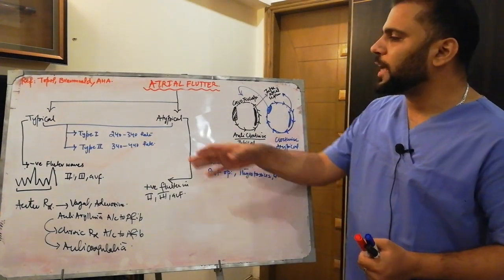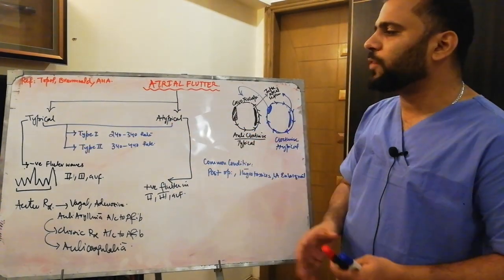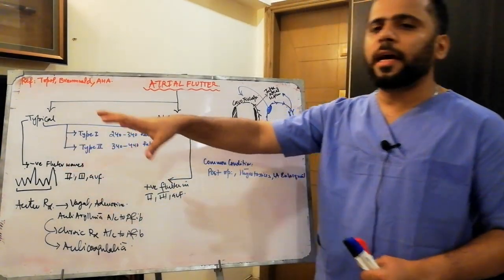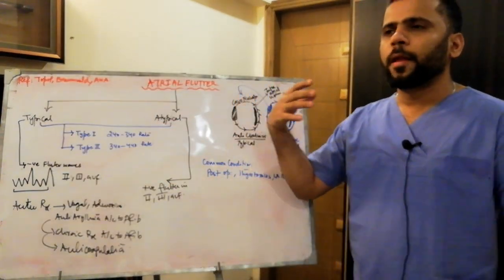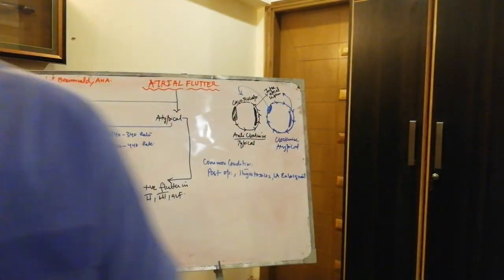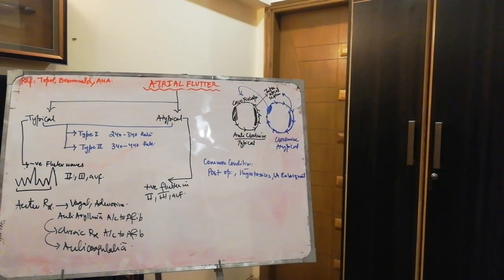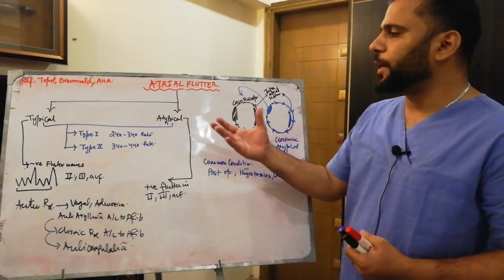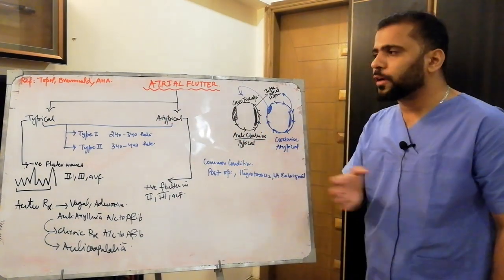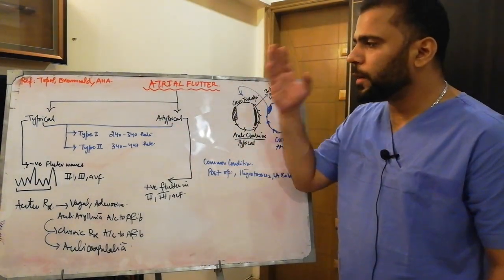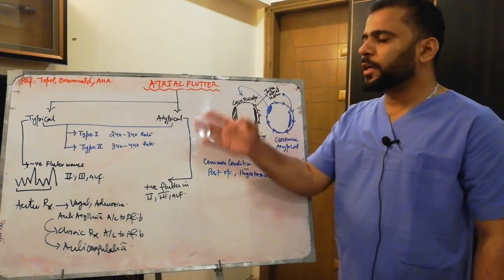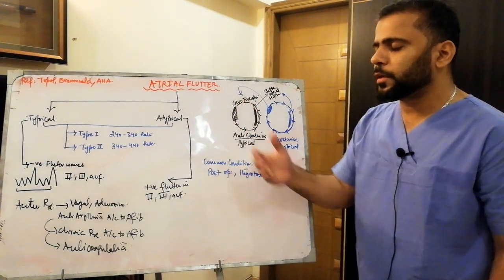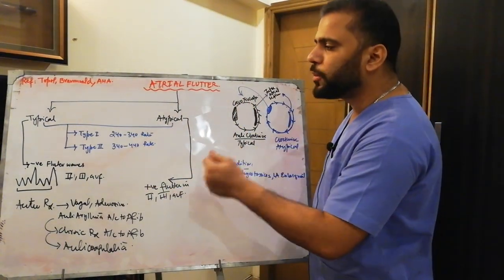So without wasting time, we have to go towards typical and atypical flutter. The difference between typical and atypical is that the typical flutter has a good success rate of catheter ablation. So there are two types of atrial flutter, typical and atypical. We have to diagnose which it is on the ECG. Why? Because the treatment of both is different from each other.